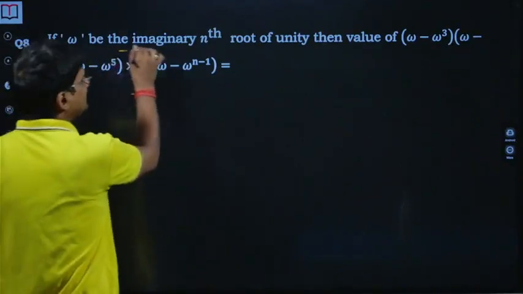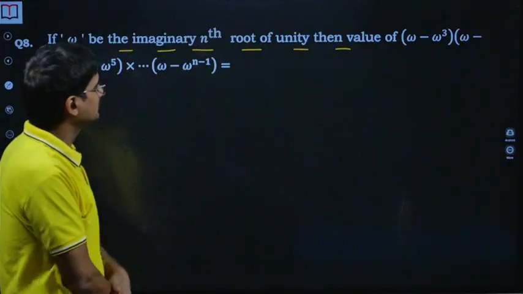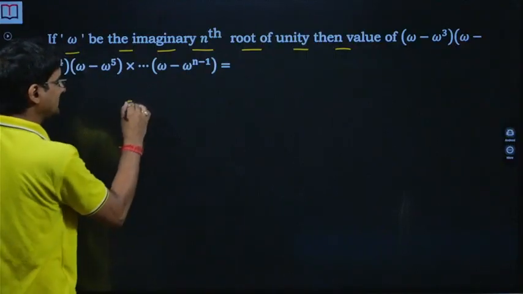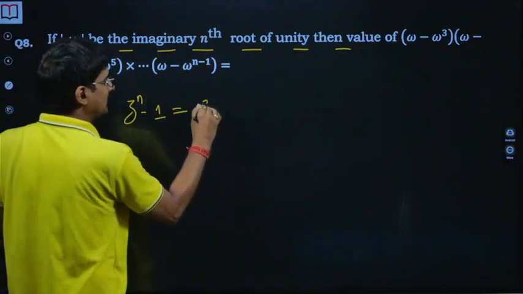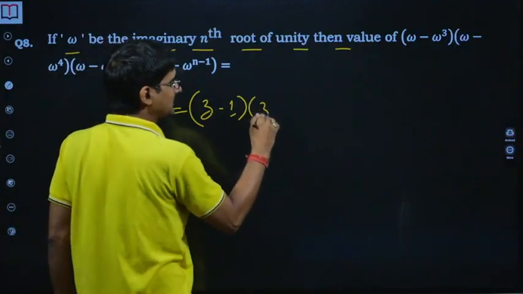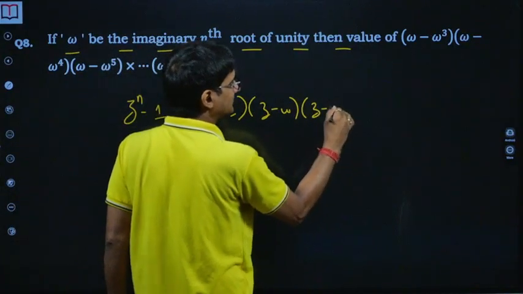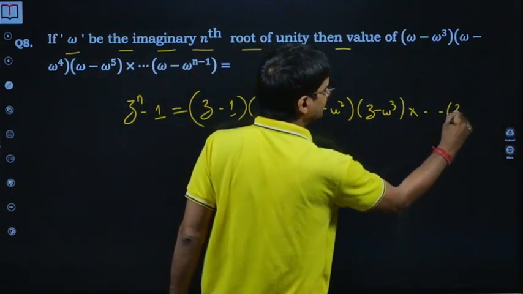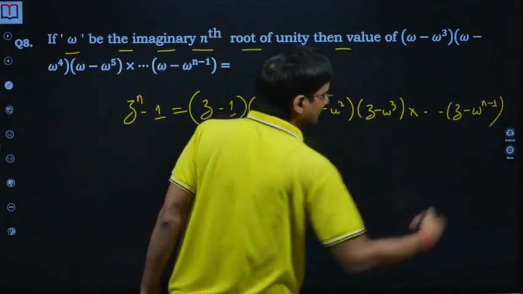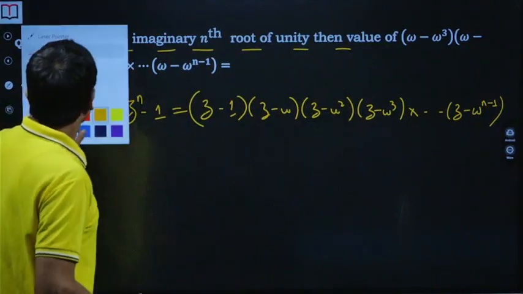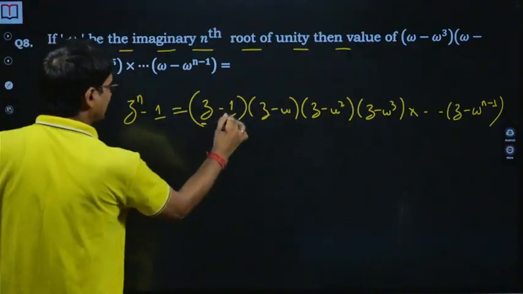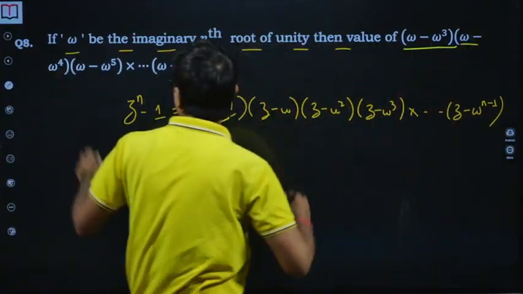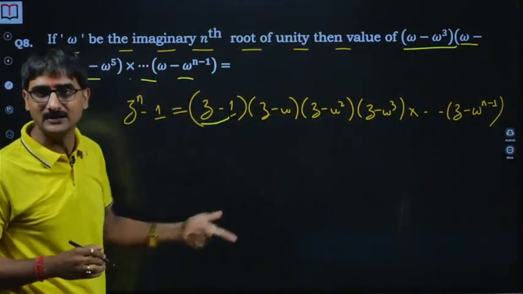If omega is the imaginary nth root of unity, then what is the value of this? So for the nth root of unity, I can write z to the power n minus 1 as (z minus 1) into (z minus omega) into (z minus omega square) into (z minus omega cube), and so on, up to (z minus omega raised to the power n minus 1). That's it. Now, why did I start with this? Of course, that's the only way to get these things. I'll be replacing z by omega at the end.